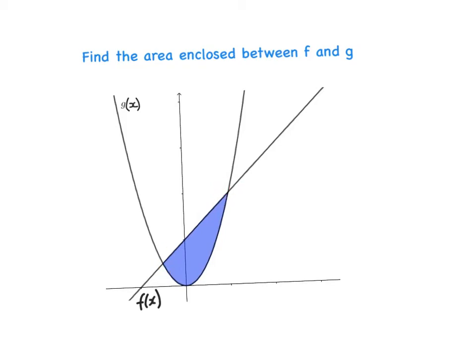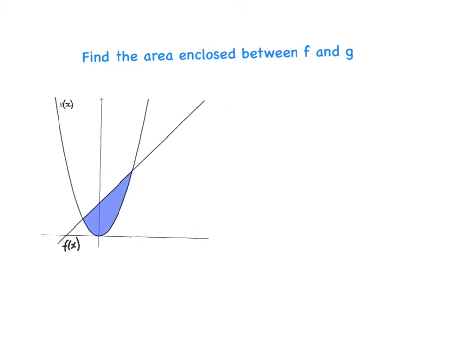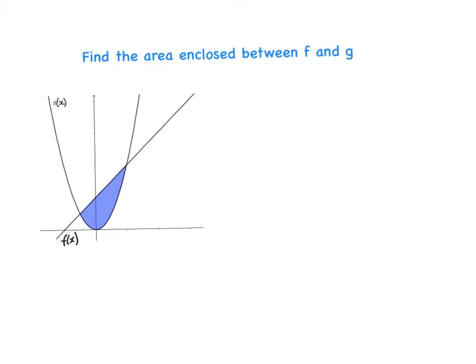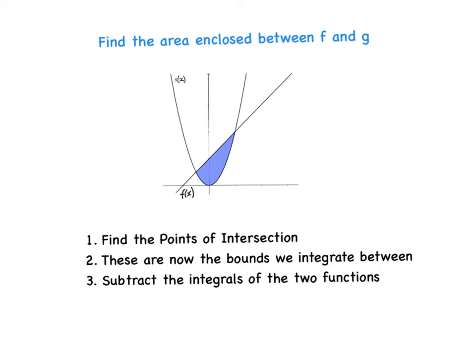First of all, we find the intersection of the two functions. So that's the first part. Step one, find intersection. So we find the points of intersection. For example, they might be at x equal to a and x equal to b.